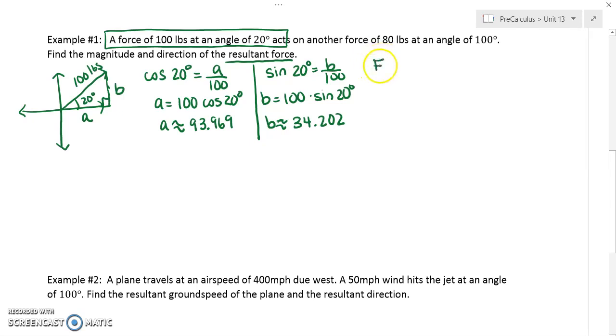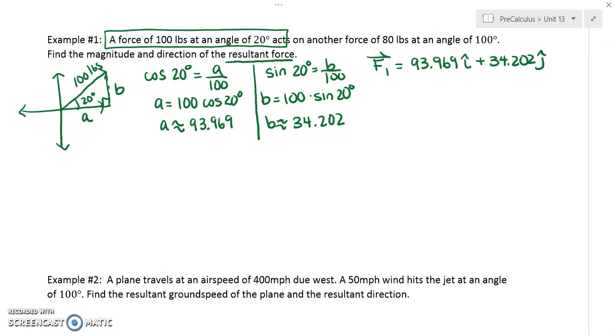So that is my vector 1. So my force 1, because they keep talking about forces, the vector for my force 1 is 93.969 i hat plus 34.202 j hat. Okay, so that's my information for the first force.